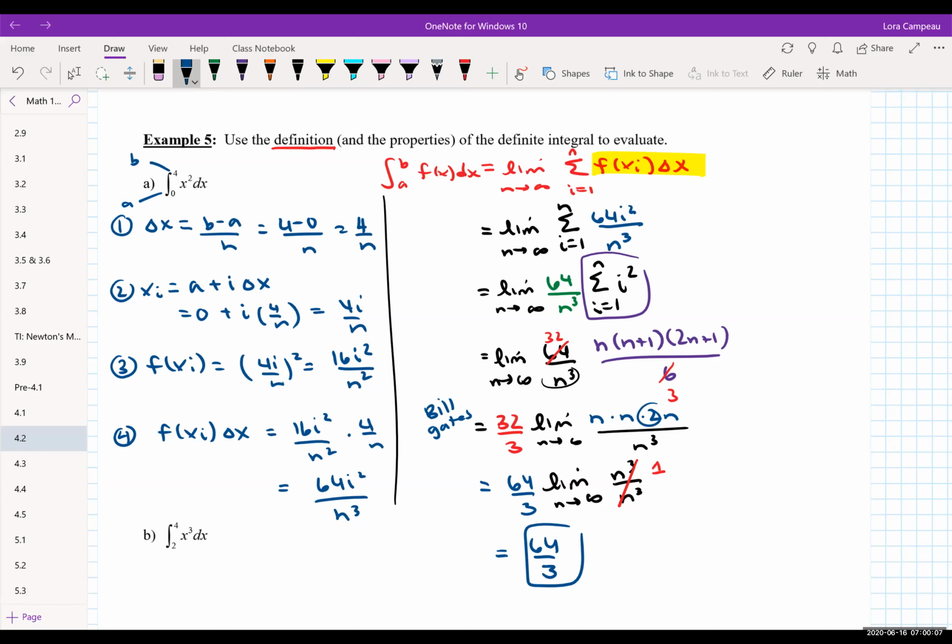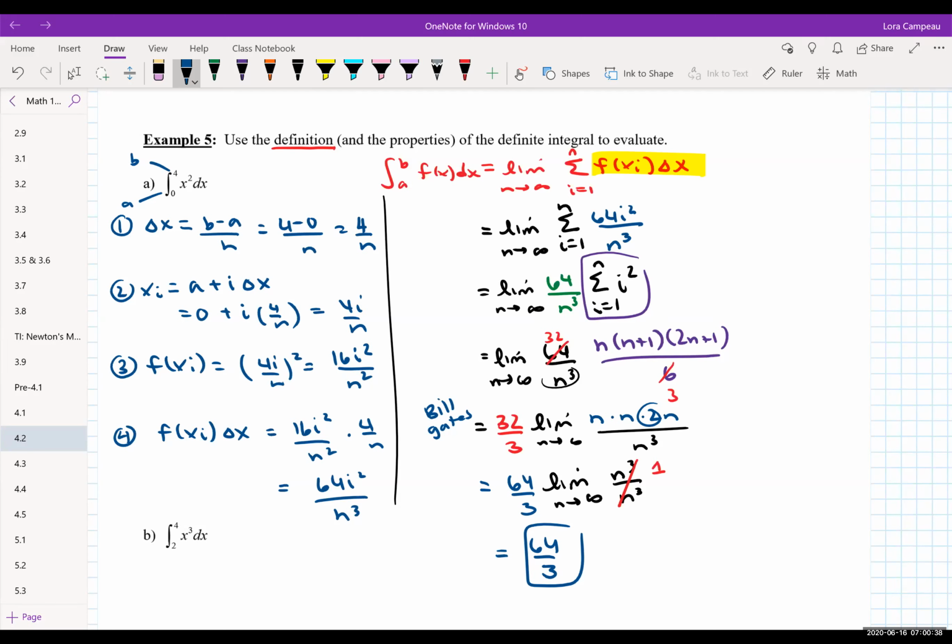Isn't that pretty? So just a little practice there. You can kind of go with the fact that, okay, I heard there's going to be a shortcut later, and yes, there is. But remember, if they specify in the directions to use the definition, you are stuck with using limits and summations. So please pay attention so that you gain all the points that you can.